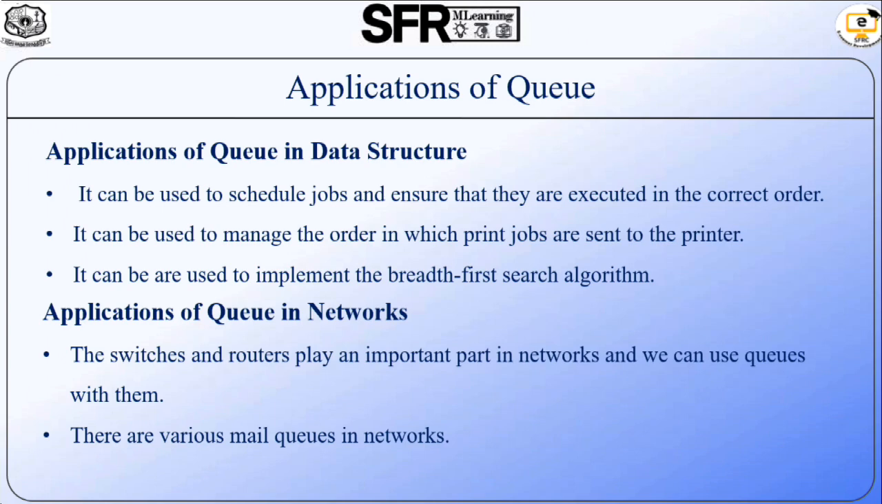Applications of queue in data structures: it can be used to schedule jobs and ensure that they are executed in the correct order. It also can be used to manage the order in which print jobs are sent to the printer. It can be used to implement the breadth-first search algorithm. Another application of queue is in networks, where switches and routers play an important part. We can use queues with them. There are various mail queues in networks.